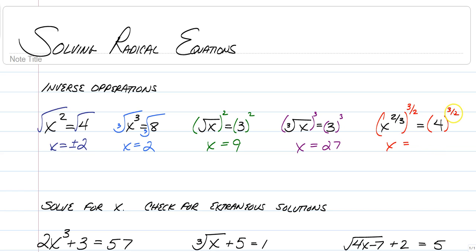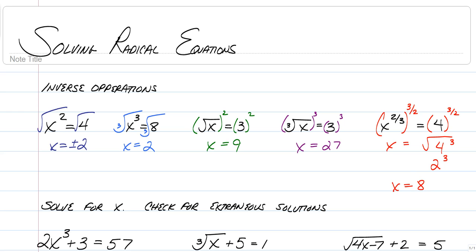All you have to do is rewrite this as a radical. We know the denominator is the index of our root, so that's a square root. And then we have 4 cubed. Well, the square root of 4 we know is 2, and 2 cubed is 8. So x is equal to 8. Or again, you can just type it in your calculator and find the answer that way.